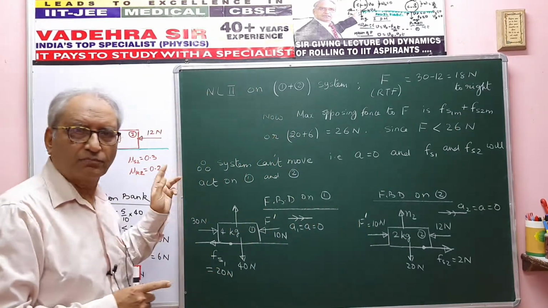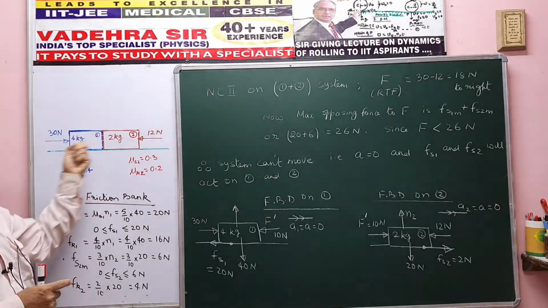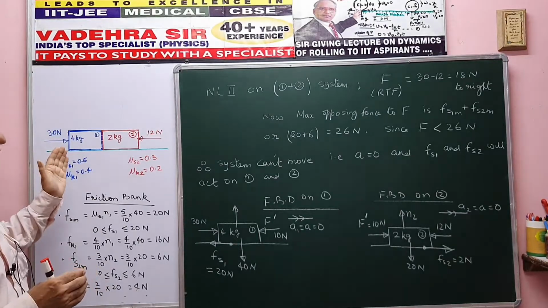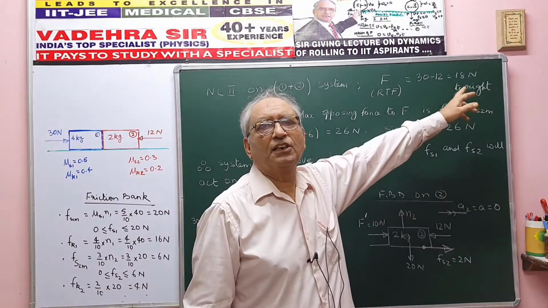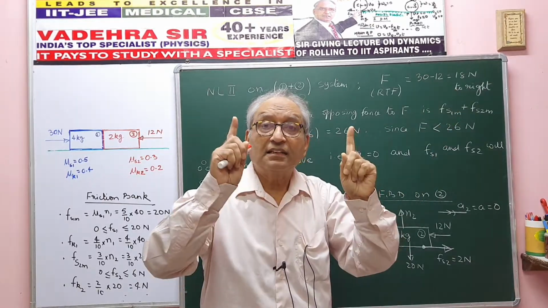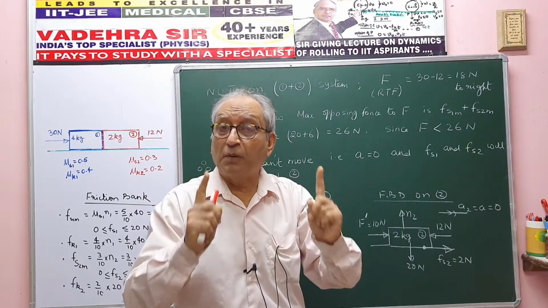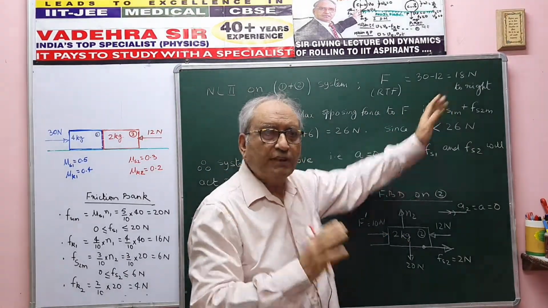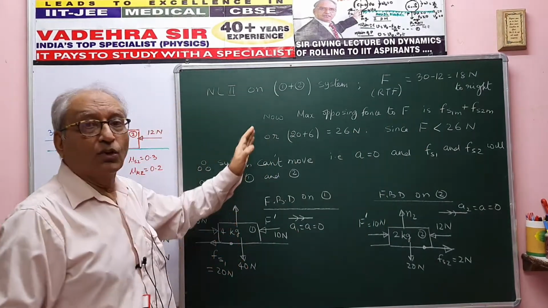Now look at the figure. 30 Newton to the right, 12 Newton to the left. So what is the net? The net is 30 minus 12, that is 18 Newton to the right. This is the resultant tracting force, the force that is responsible for the traction of the system. Keep it.